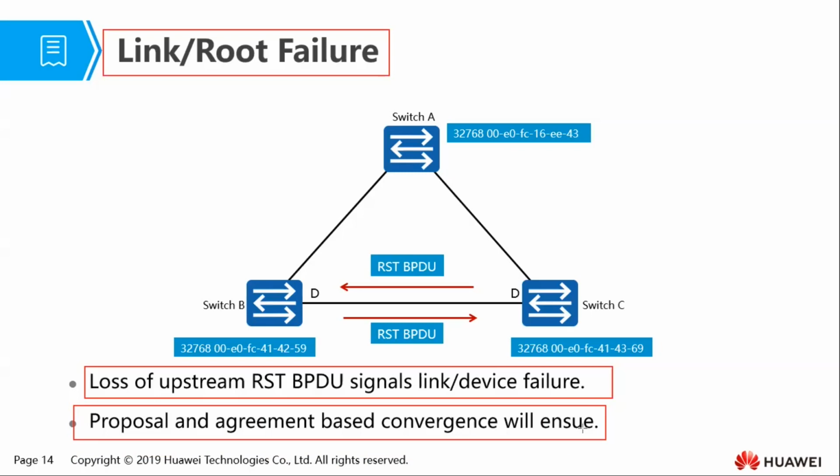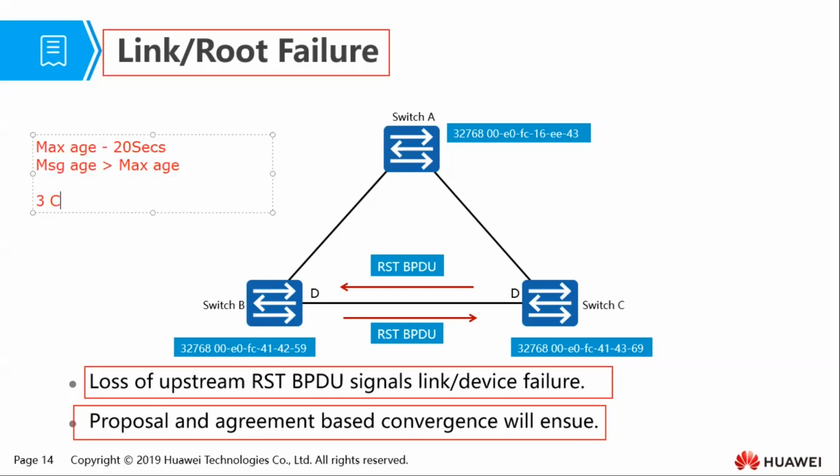Unlike in STP, you remember in STP, it is important to mention this, we were waiting for the max age to expire. The max age could be, at maximum, 20 seconds, but really we were looking at the message age. When the message age is greater than the maximum age, then we know that we have lost the upstream device. But here, we don't wait for 20 seconds or anything less than that. We only wait for 6 seconds.